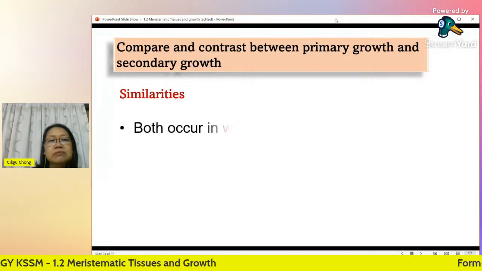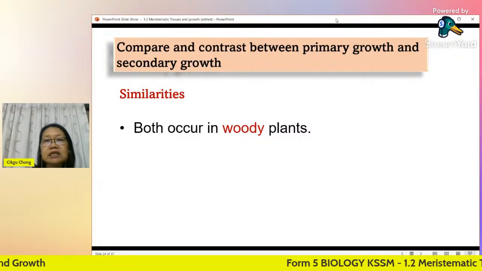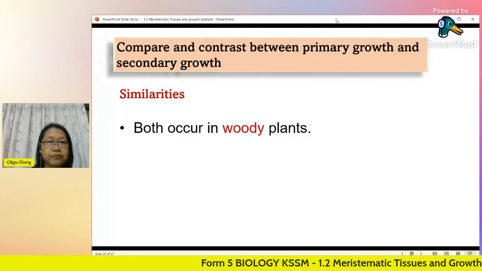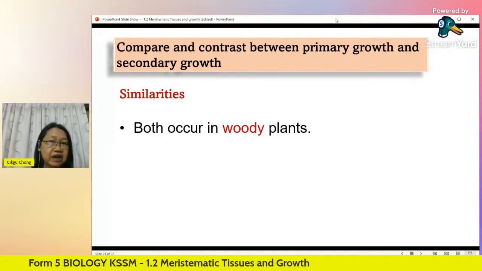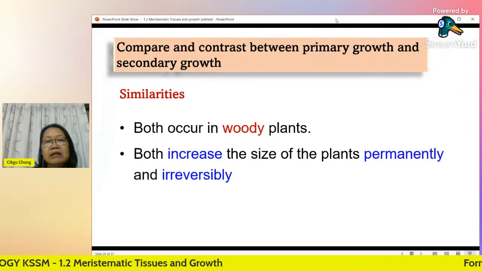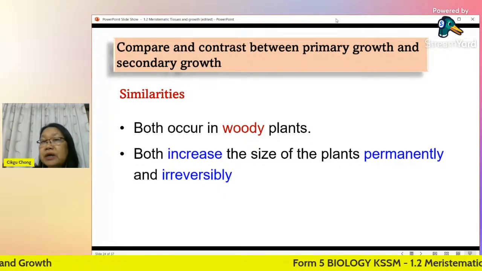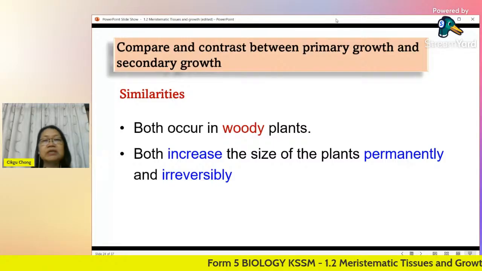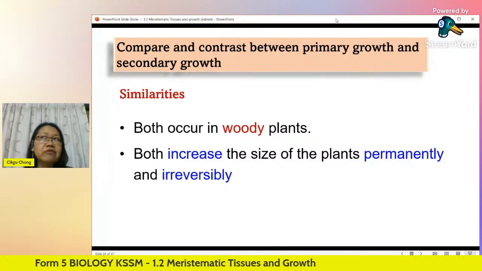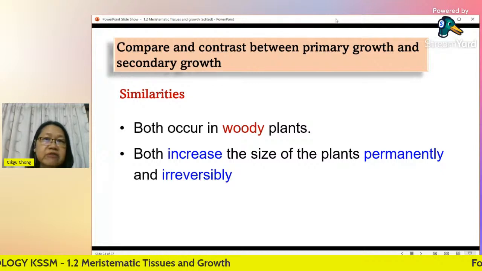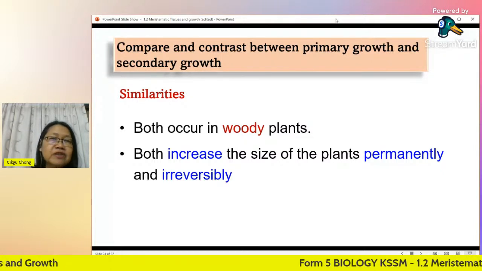Okay, so what are the similarities? Both types of growth occur in woody plants. All woody plants will have primary growth and secondary growth. Not all plants have secondary growth, but woody means it carries out both. Both cause an increase in the size of the plant permanently and irreversibly. That means it can't go backwards because it is a growth. You can't ungrow, isn't it? You have grown tall, you can't shrink yourself back, isn't it? So this is actually a growth that you've learned in chapter 15 from Form 4.